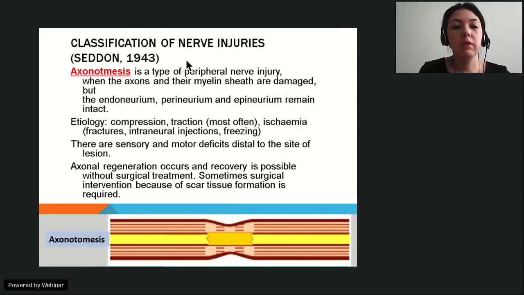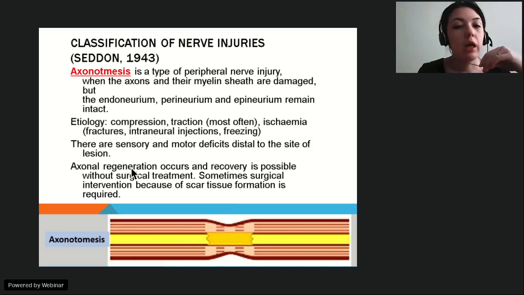Axonotmesis is a type of peripheral nerve injury when the axons and their myelin sheath are damaged, but the endoneurium, perineurium, and epineurium remain intact. It happens in case of compression and most often traction and ischemia, for example, in case of fractures, intraneural injections, and freezing. And again, we can deal with sensory and motor deficits distal to the site of the lesion. Axonal regeneration occurs after such a type of injury, and recovery is possible without surgical treatment.